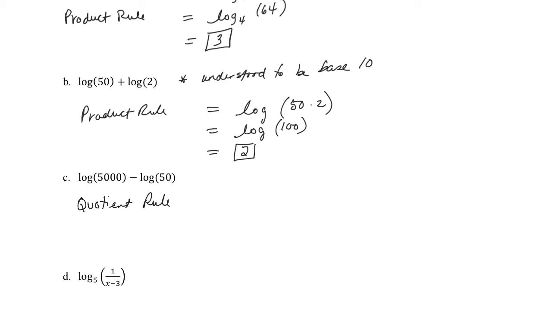I can rewrite this as the log of 5,000 divided by 50, which of course is the log of 100. Remember again, this is understood to be base 10, so I need to know 10 raised to what power is 100. The answer again is 2. Notice the answers are the same. So that means the log of 50 plus the log of 2 from part B is equal to the log of 5,000 minus the log of 50. Those are equivalent expressions because both of them simplify to an answer of 2.